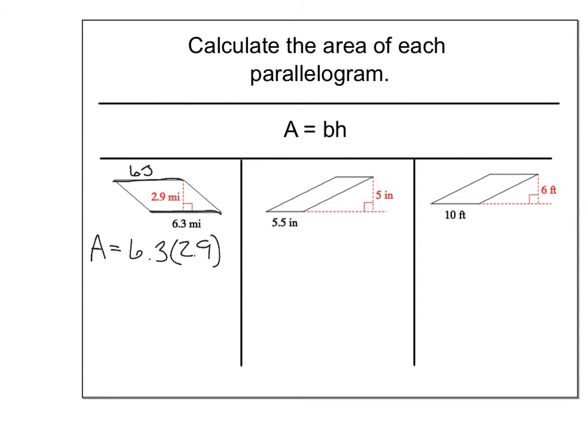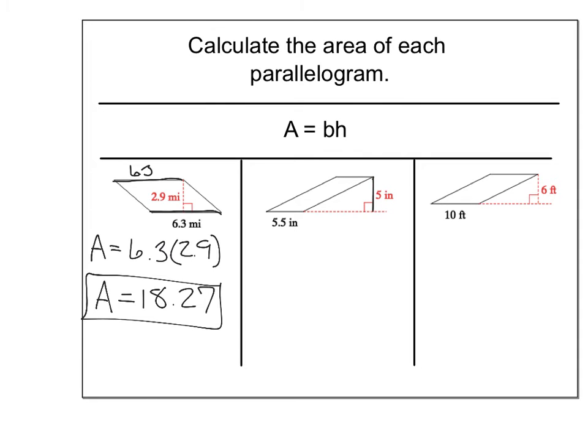All right, and I'm going to multiply those together, and I'm going to get 18.27. And that's my area of a parallelogram. Now this next one, you will see that the height is drawn outside of the parallelogram. Occasionally you'll see it drawn that way just due to the slant of some of the parallelograms. It's just easier to draw it outside, and that's fine.